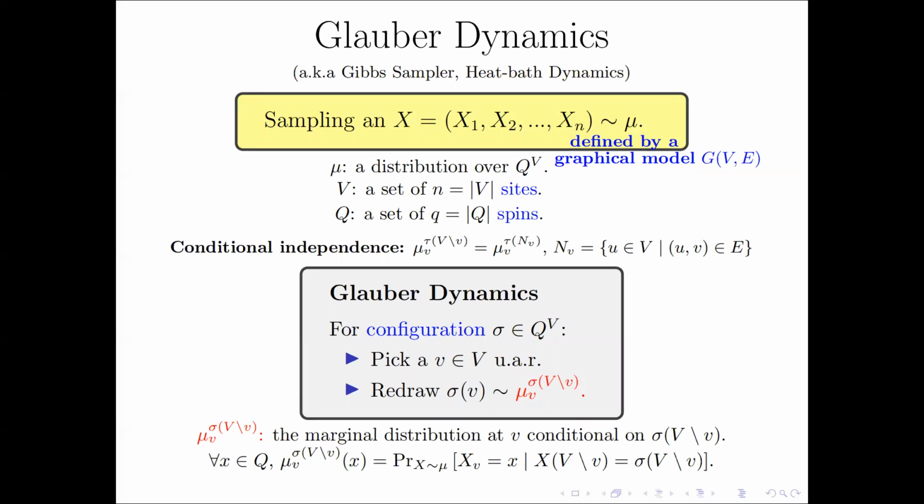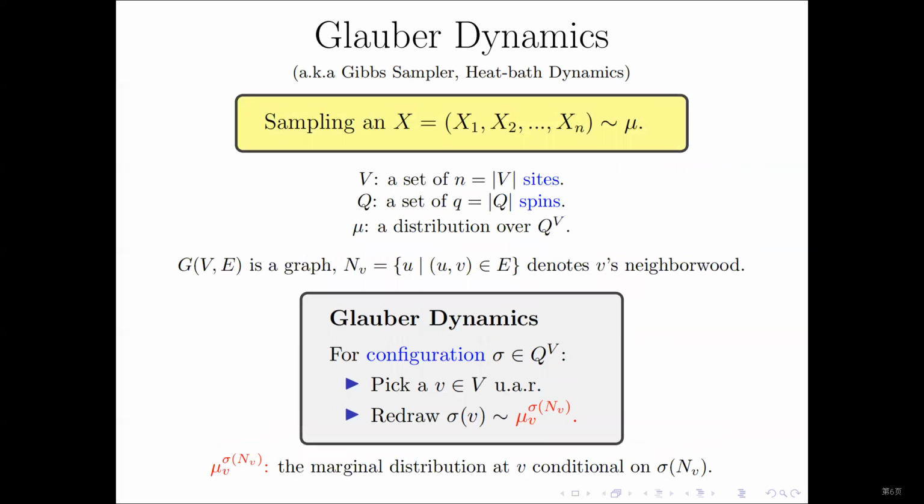If distribution mu is defined by local constraints, the problem can be represented as a graphical model G. G contains all the n sites as vertices, where the distribution mu holds the conditional independence that for each site V, the marginal distribution on V only depends on V's neighbors. Then for Glauber dynamics on a graphical model, when redrawing the color at V, it only depends on the configuration of V's neighbors.